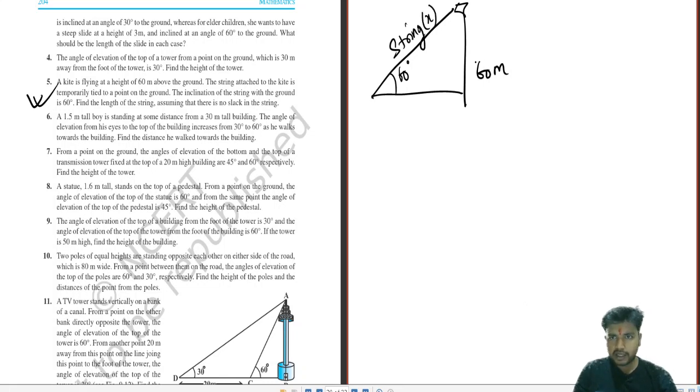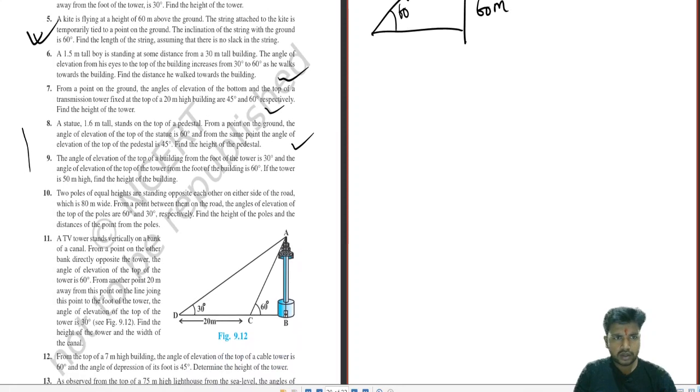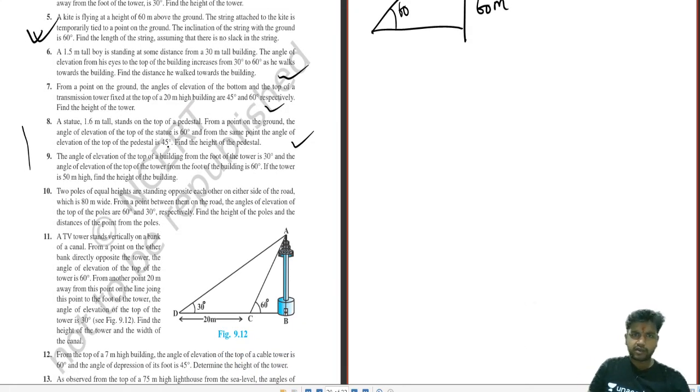If you are pretty confident, this is sine. So use the concept of sine. I will leave it at this place. A 1.5 meter tall boy standing some distance from a 30 meter tall building. Done. This sum has been done. From a point on the ground, the angle of elevation of the bottom and top. Done. A statue 1.6 meters tall stands on the top of a pedestal, from a point on the ground. We have done the concept of flagstaff. The angle of elevation of the top of a building from the foot of the tower is 30 degrees and the angle of elevation of the top of the tower from the foot of the building is 60 degrees.